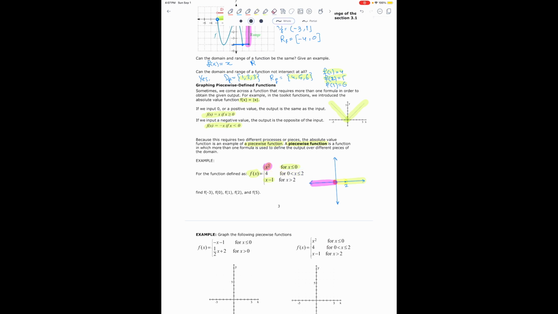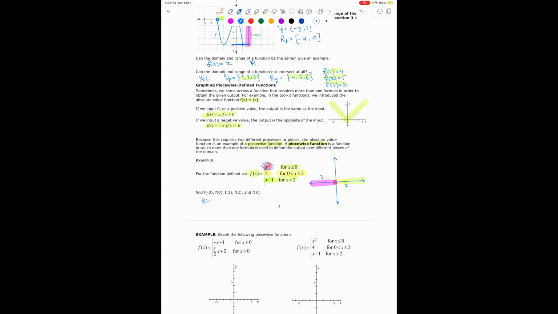So if I am trying to color code, this is the yellow part, and then the green part is the last one. So it's defined over 3 intervals with 3 different formulas. If we want to find f of -3, for example, we have to determine where -3 is going to be. So -3 happens to be in the pink interval, which means in order to determine f of -3, we have to use the pink formula.